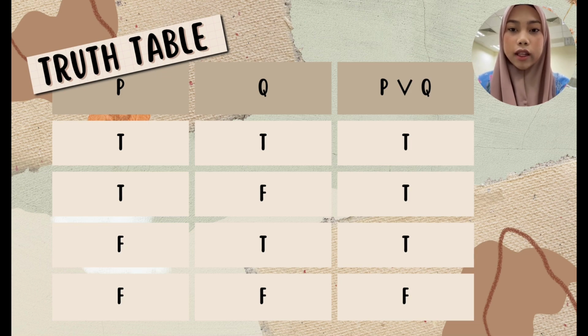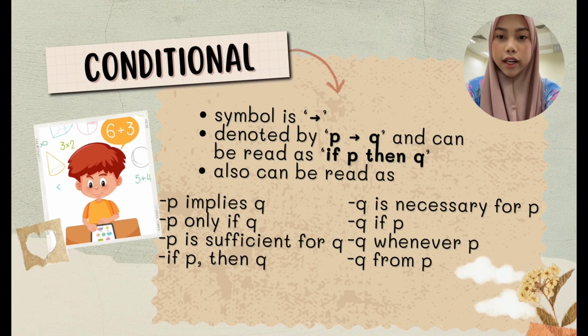For example, P true, Q true, P or Q will be true. P true, Q false, P or Q will be true. P false, Q true, P or Q will be true. P false, Q false, P or Q will be false. Okay, so next is conditional.